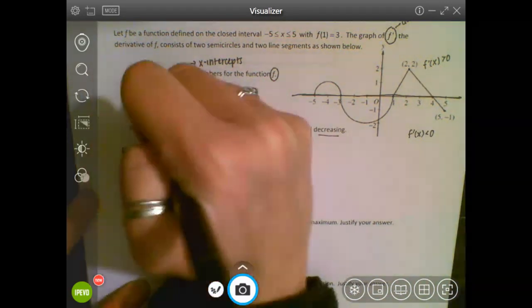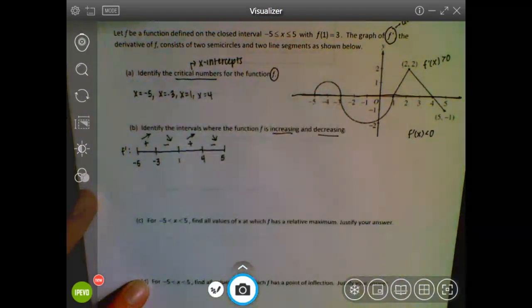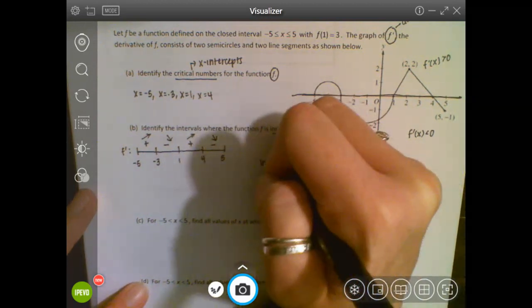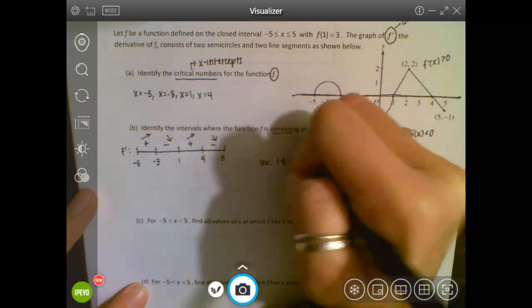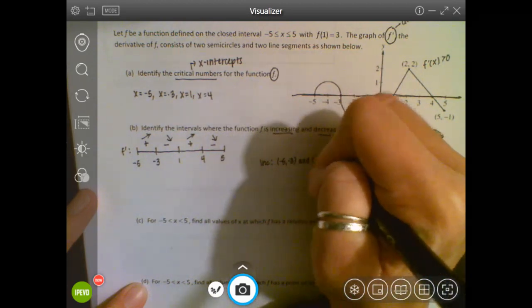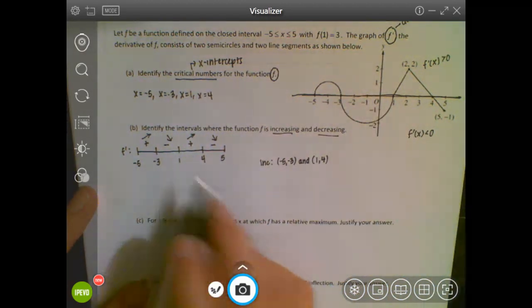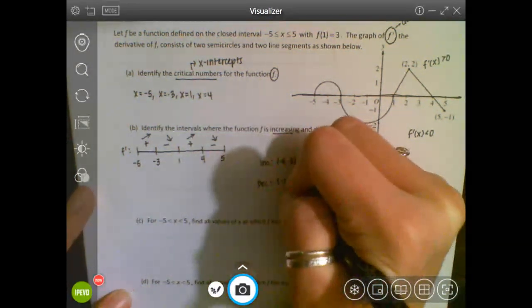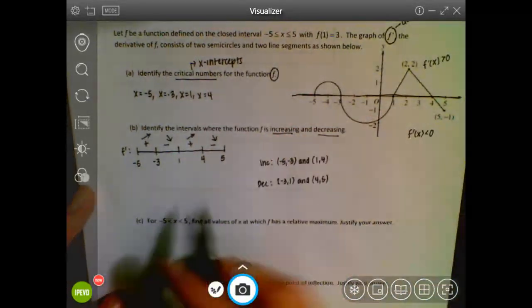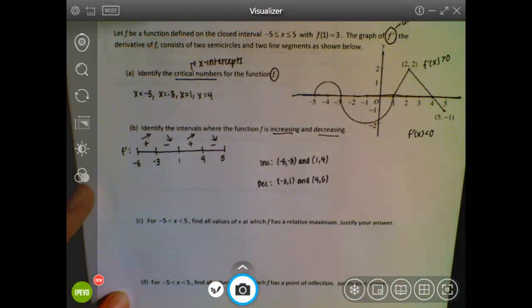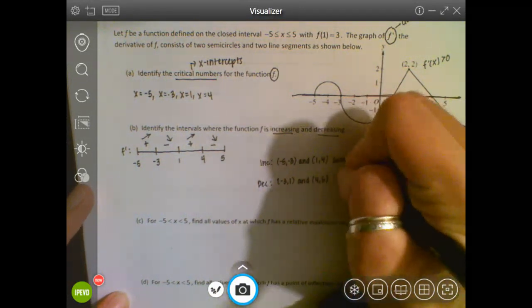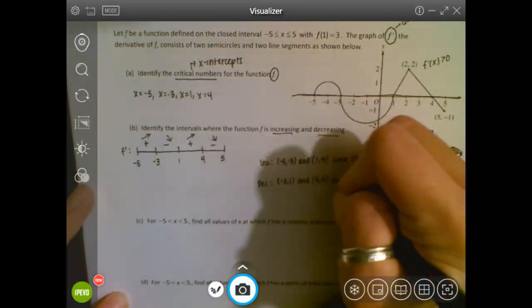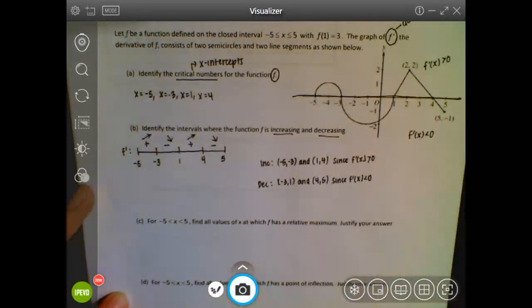So this is going to tell us that we've got some intervals that are increasing. We definitely have some intervals that are decreasing. So we're going to say we're increasing from -5 to -3. And we're also increasing from 1 to 4, because that's where we're positive in our sign chart. We're decreasing from -3 to 1 and from 4 to 5, because that's where we're negative in our sign chart. So I'm just going to write here as a little explanation, since our f prime is positive, we're increasing, and then since our f prime is negative, we would be decreasing.